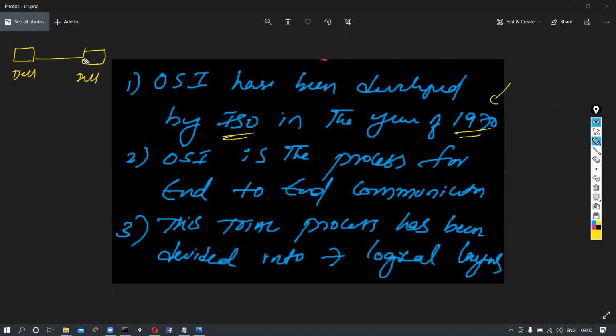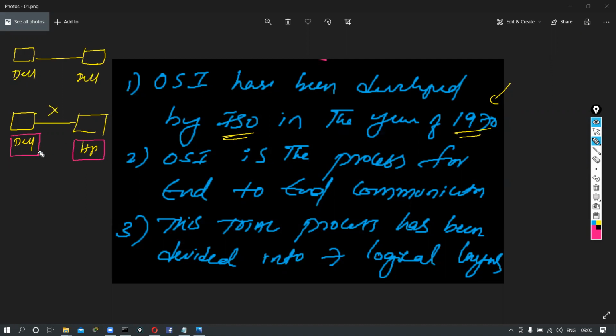Same devices, so they can communicate. They can share the resources. Now the scenario changes. One is Dell, one more is HP. Can they communicate? No. Before 1970, every vendor had their own networking model for communicating with their own devices only. Dell had its own networking model for communicating with Dell devices only. HP also had its own networking model for communicating with HP devices only.